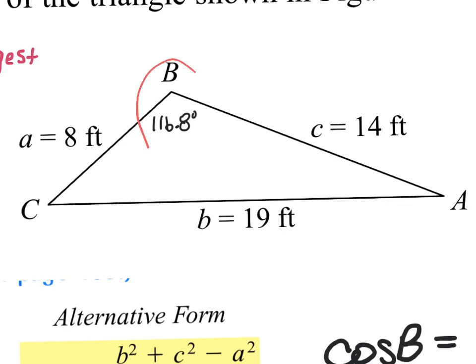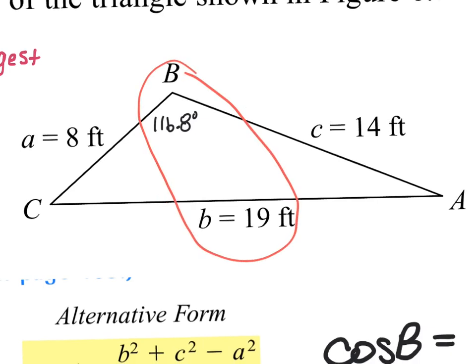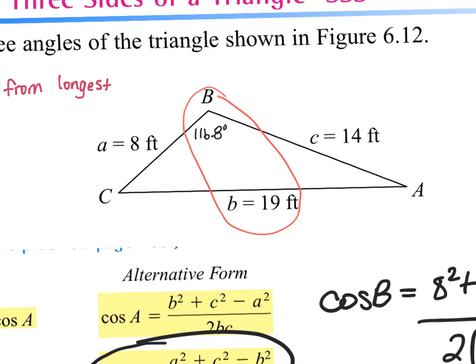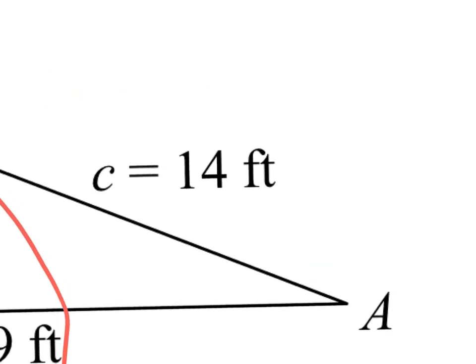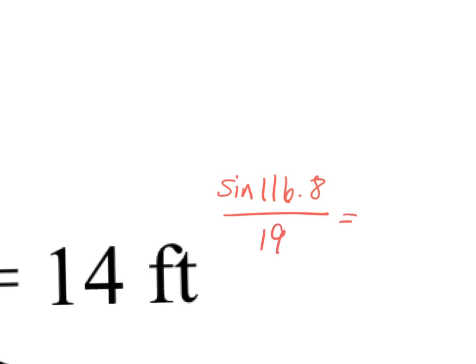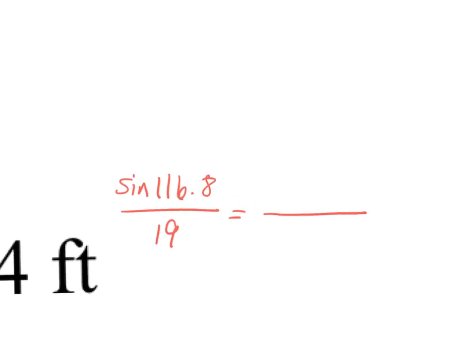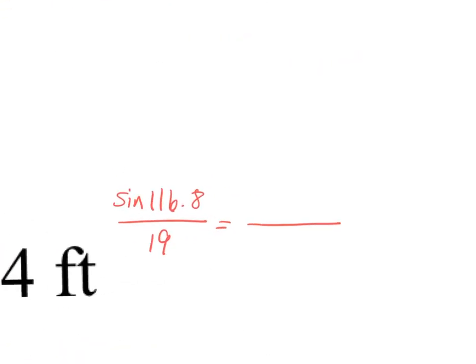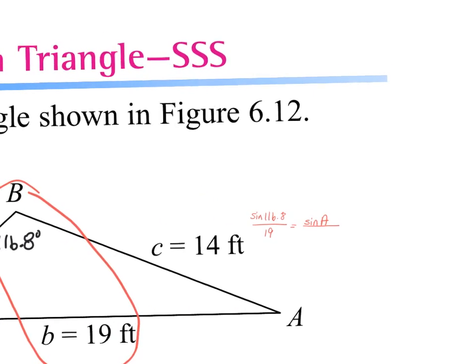So I'm just going to take this information, and which angle do you want to solve for? Angle A. Okay, you guys want to go for A? All right, so I'm going to say sine of 116.8 over how long? 19? Yeah. Does it matter the degrees and radians? You need to be in degrees. Yeah. Good question. Over sine A over 8.